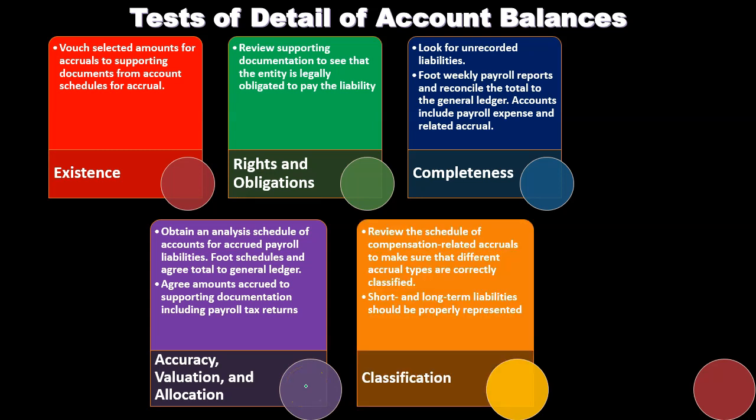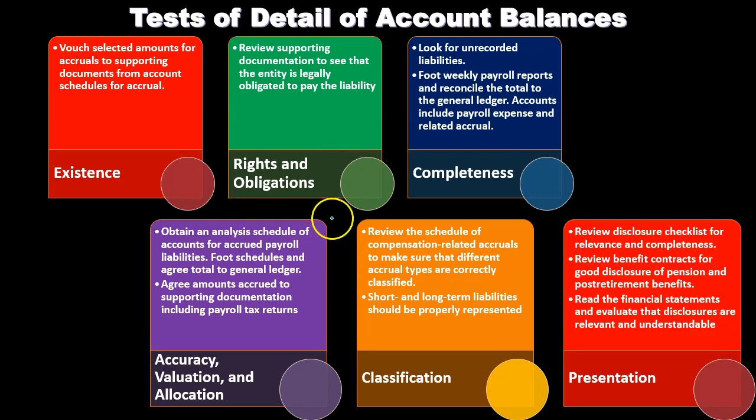Then we have the assertion of classification. So proper classification. Review the schedules of compensation-related accruals to make sure that different accrual types are correctly classified. So when we consider the accrual types, we want to make sure that the classification is proper. So the short and long-term liabilities should be properly represented as well. So when we consider the payroll accruals, we would think that most of them would be short-term accrual type of activities that are going to be paid relatively soon, but possibly we could have long-term accrual items as well. And of course, our goal here is breaking out, for presentation purposes, the short-term and the long-term portions.